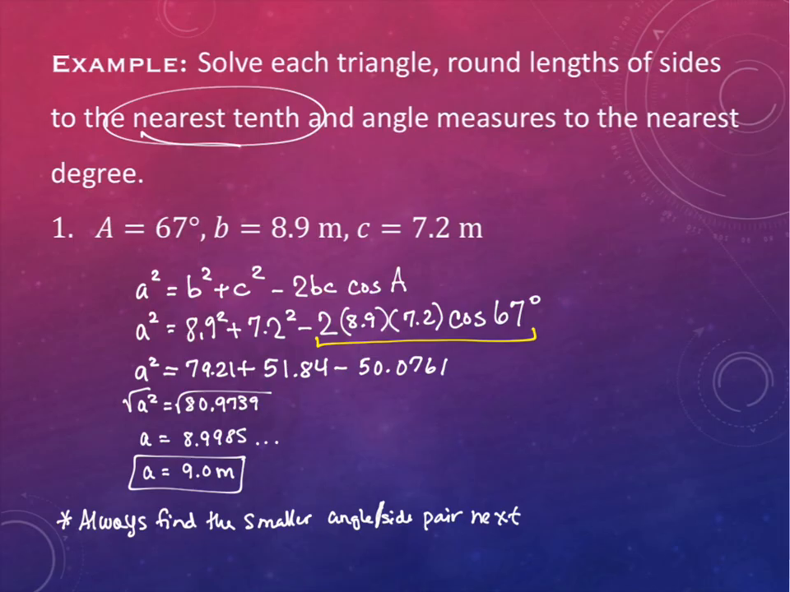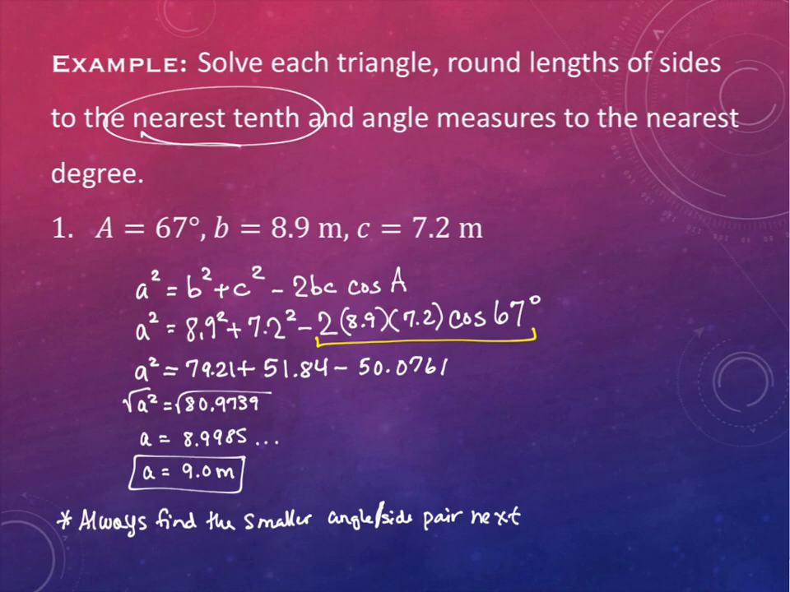So which of the sides is going to have the smaller angle, B or C? C. How do you know? You got it. Smaller side, smaller angle. So we're going to find angle C next.